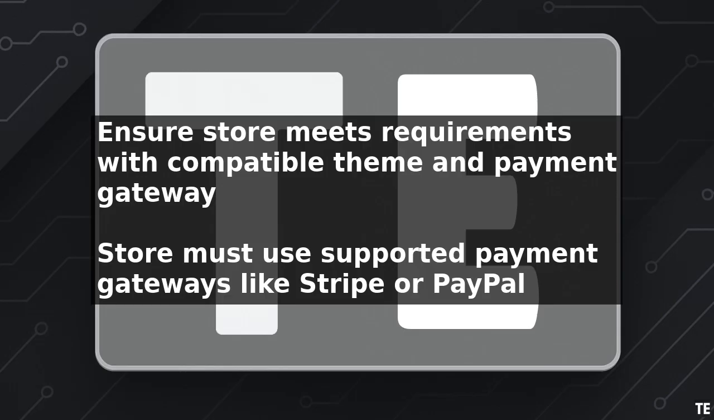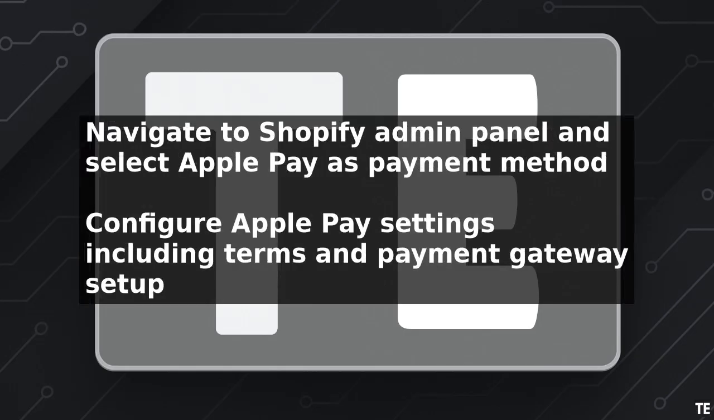First, go to the Shopify admin panel and navigate to Settings, then Payments. In the Payment settings, click on the Add Payment Method button and select Apple Pay from the list of available payment methods. If you have not already set up a payment gateway, you will be prompted to do so.